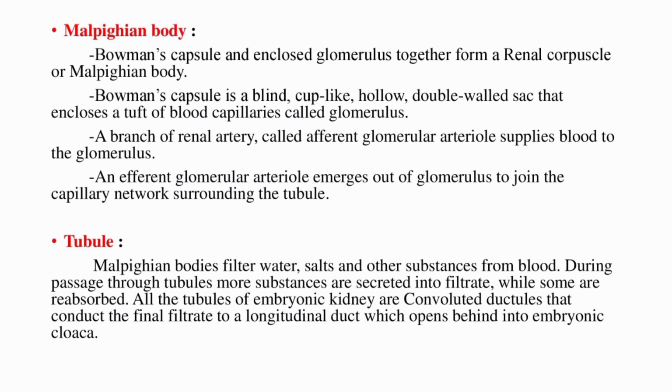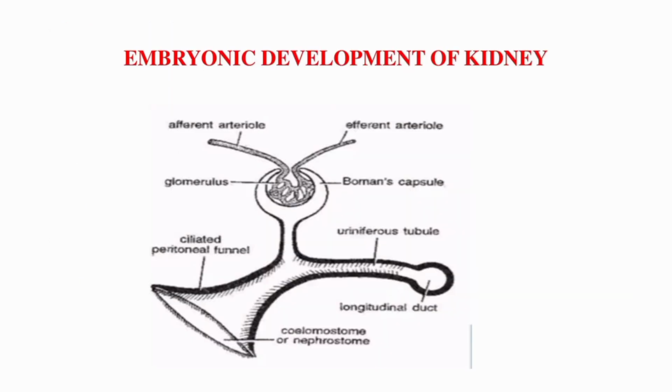Third one, tubule. Malpighian bodies filter water, salts, and other substances from blood. During passage through tubules, more substances are secreted into filtrate while some are reabsorbed. All the tubules of embryonic kidney are convoluted ductules that conduct the final filtrate to a longitudinal duct which opens behind into embryonic cloaca.